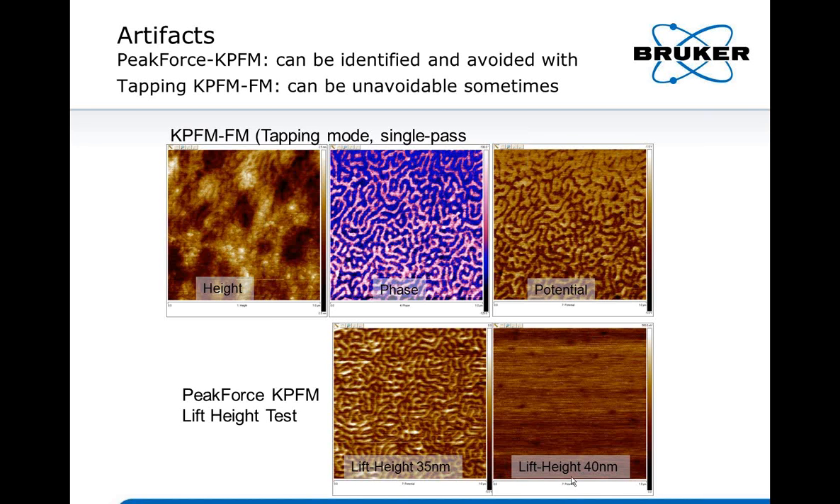However, if you lift just 5 nanometers further, everything disappears. That tells us it is an artifact. The potential map for the tapping mode KPFM is an artifact. And for tapping mode alone, remember that one is done in a single pass. So basically, you do height imaging with tapping mode and KPFM on a single line without lifting the tip. In that mode, you have no way to identify whether it's artifact, let alone eliminate it. And with PeakForce KPFM, you could.